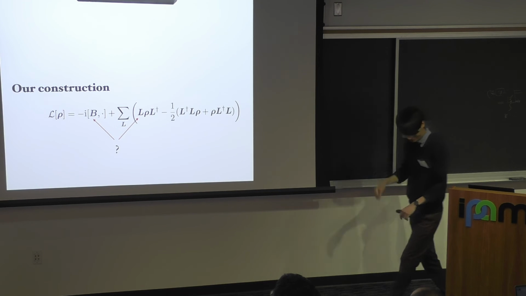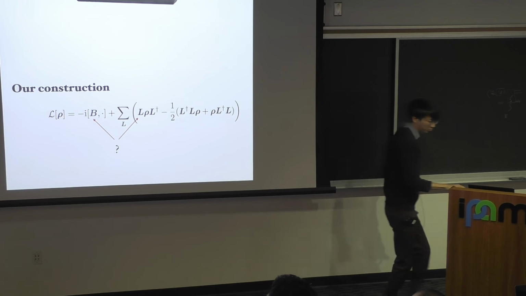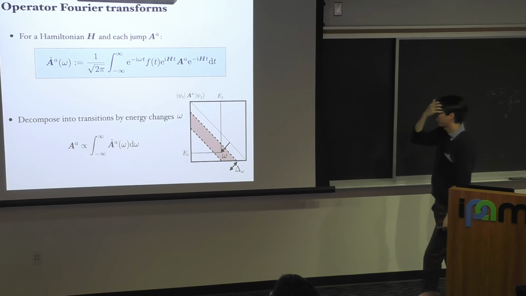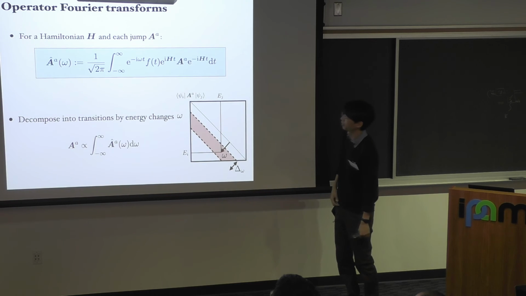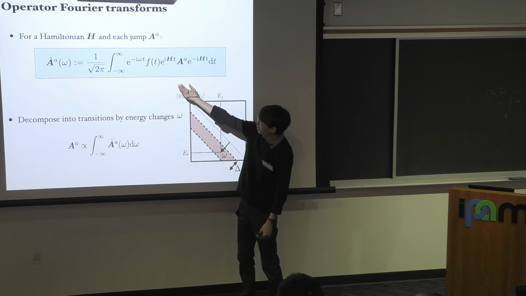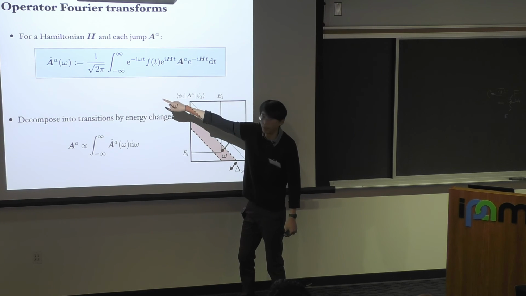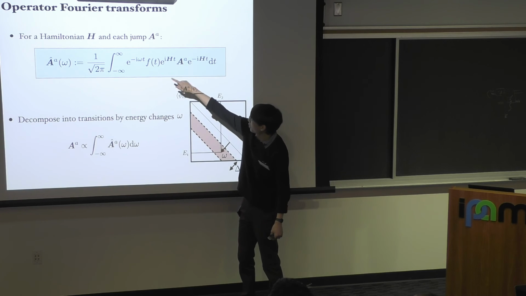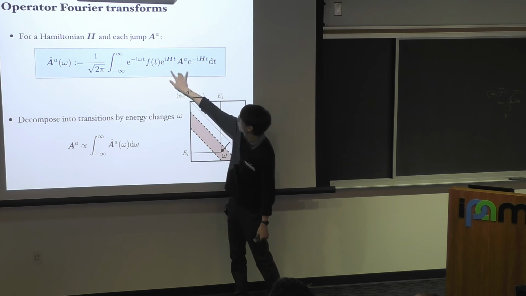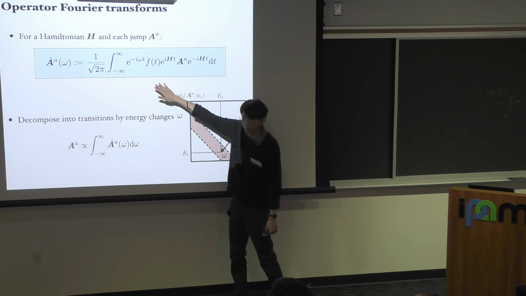So in the end, let me present the construction. How do we choose these jumps? The key building block here, as Andras has mentioned, is the operator Fourier transform. Let me just write it down again. The operator Fourier transform is an operator that depends on a scalar omega. It depends on the Hamiltonian and each jump in this way: you evolve according to the Heisenberg picture and do the Fourier transform.